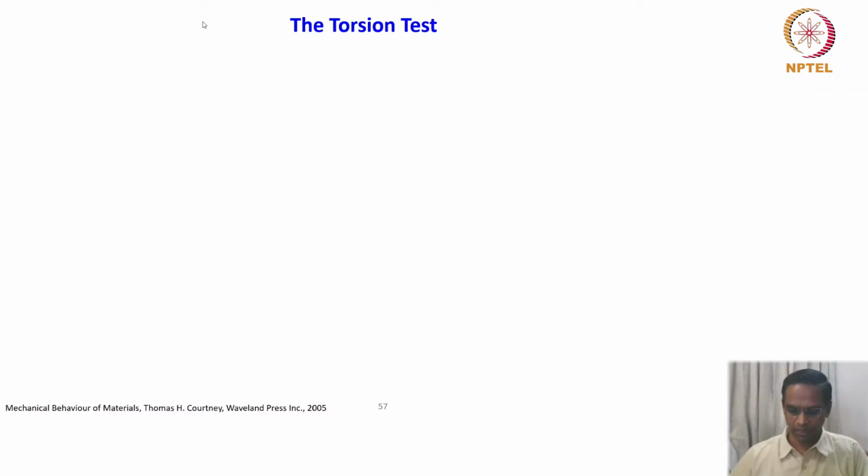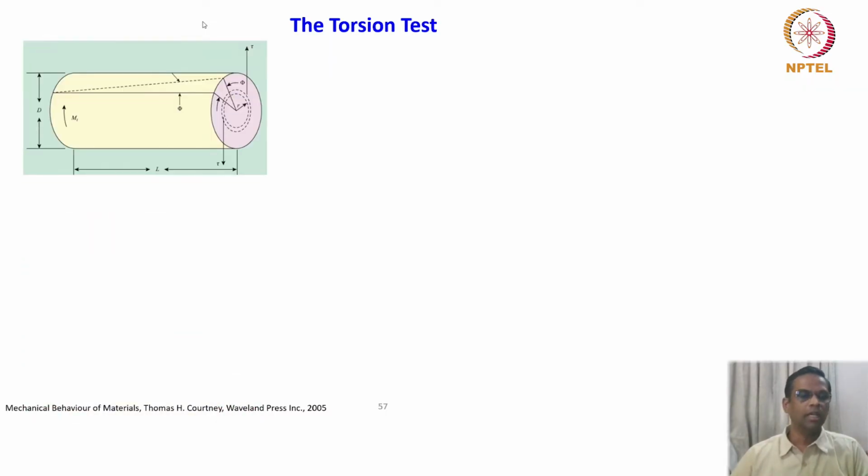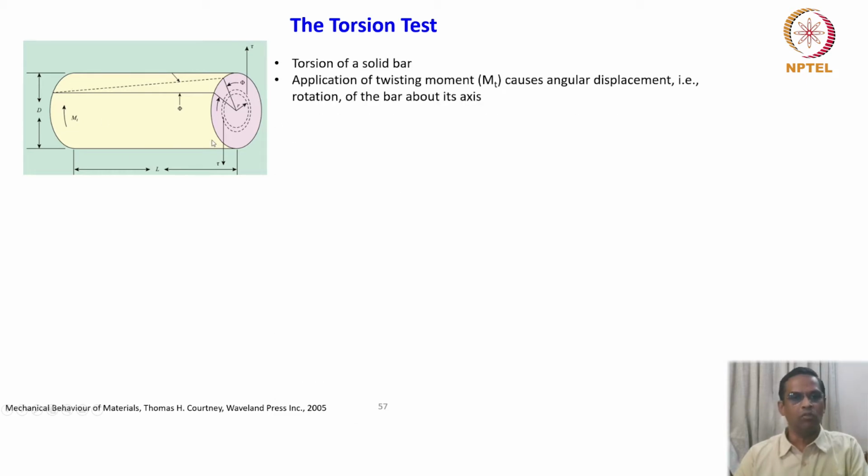What is torsion test? So torsion test is done on a solid bar, which is shown like this. And what is involved in this test? Basically, application of twisting moment, MT, causes an angular displacement, that is rotation of the bar about its axis.